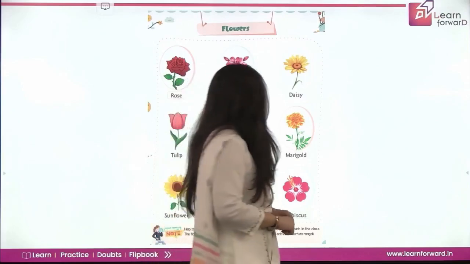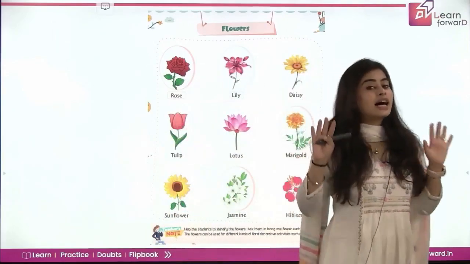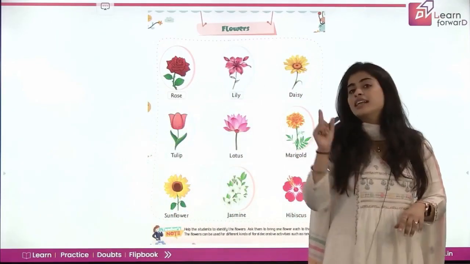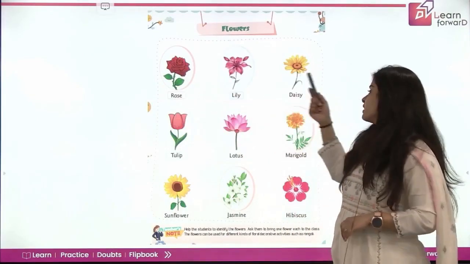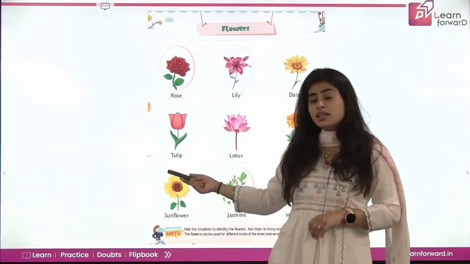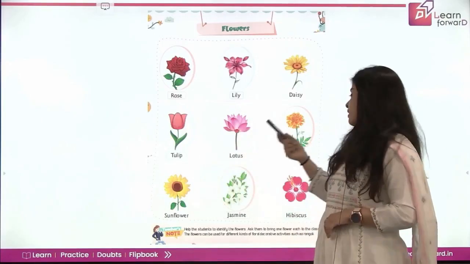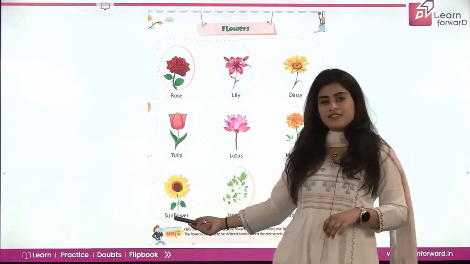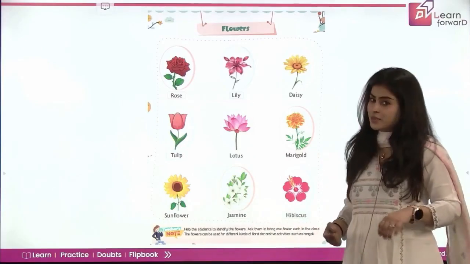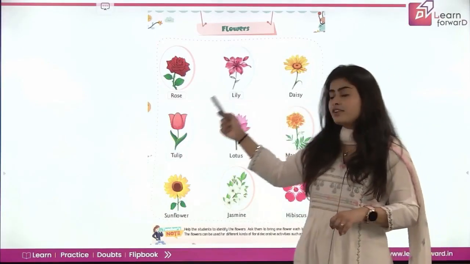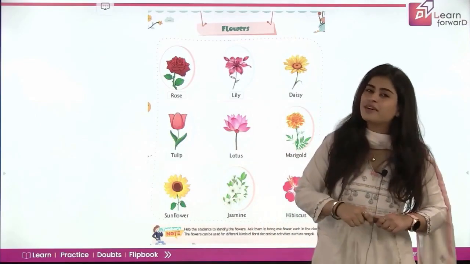Okay. So we have learned about 9 flowers today. Let's repeat them. Rose, lily, daisy, tulip, lotus, marigold, sunflower, jasmine and hibiscus. Okay. So please identify each flower and learn about them.